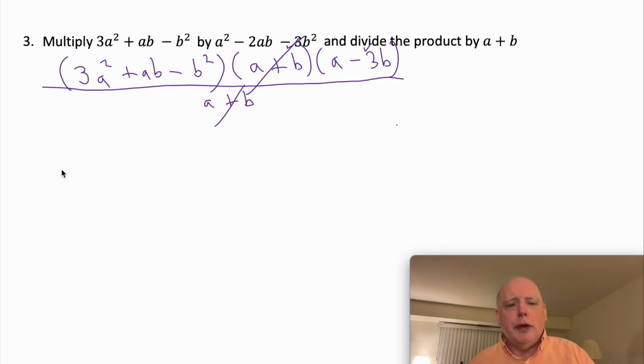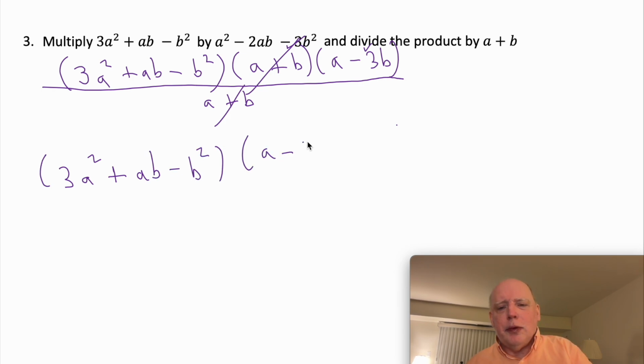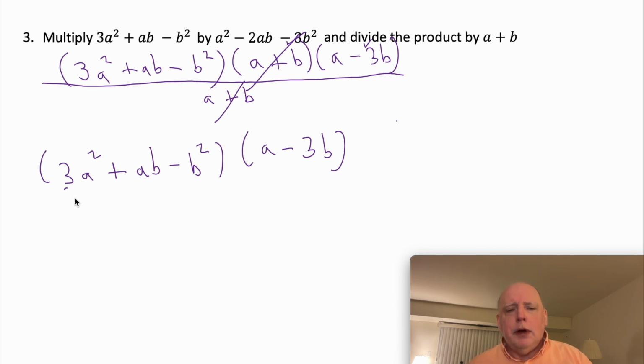So what we're left with is 3a squared plus ab minus b squared times a minus 3b. And we just have a product of polynomials here, so we have a little more to do. We have to multiply this out. So now we're multiplying 3 terms times 2 terms, and we'll end up with 6 terms in our answer. And we first take a and multiply it by each of these 3 terms.